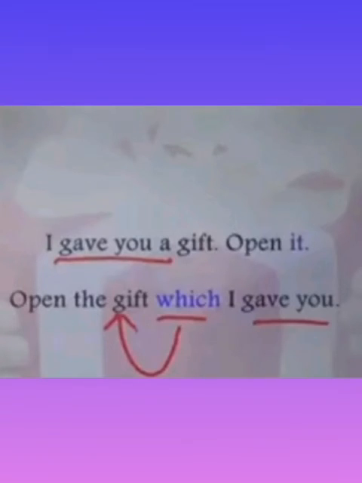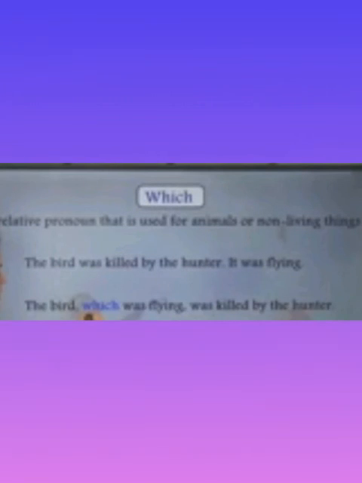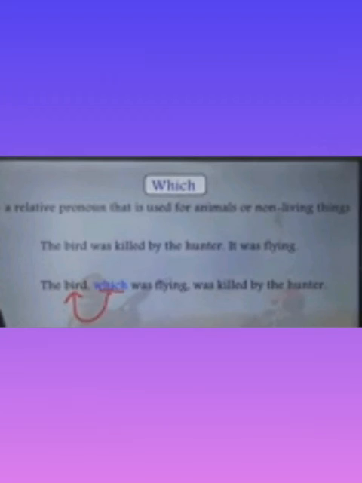Open it comes in the beginning and gave you comes afterwards. Let's see another example. The bird was killed by the hunter. It was flying. So it becomes the bird which was flying was killed by the hunter. So here, which relative pronoun is used to join the two sentences?